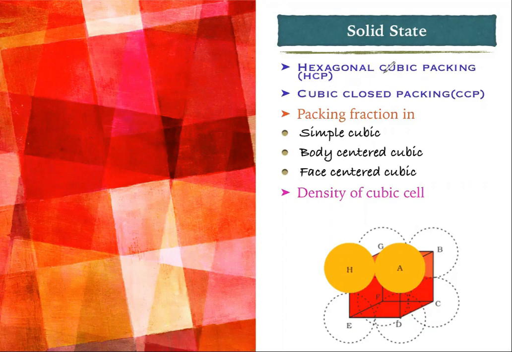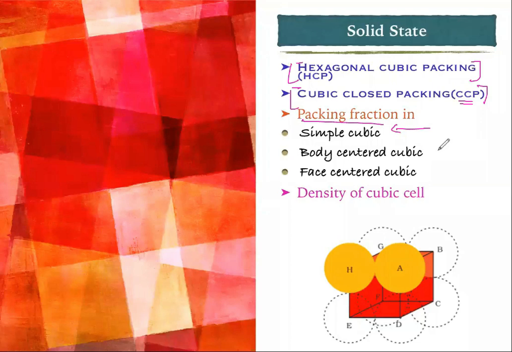In this video lecture, we will discuss the next part of solid state. The subtopic that we are going to discuss is hexagonal close packing, HCP. Next we'll discuss cubic close packing, CCP. Next we'll discuss packing fraction. What is this packing fraction? And we'll derive the packing fraction in simple cubic cell, in body centered cubic cell, and in face centered cubic cell. Next we'll discuss the density of cubic cell.